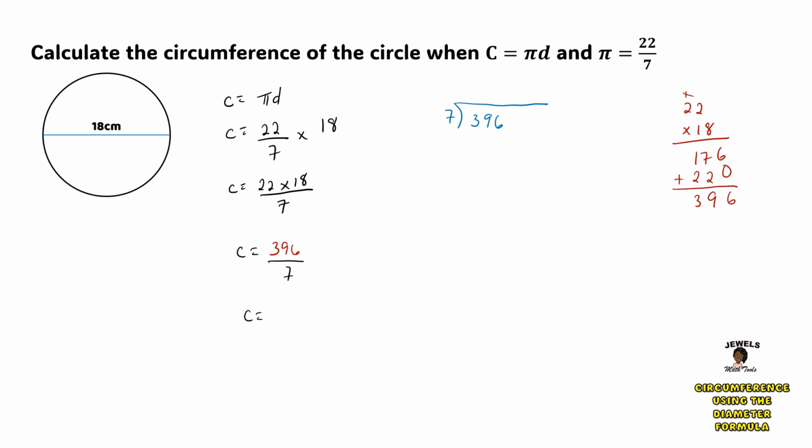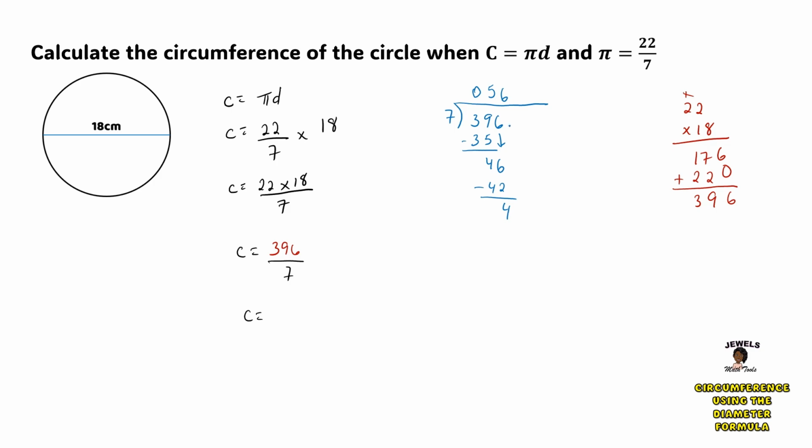So 7 can't divide into 3 since 3 is less than 7, so that'll be 0. 7 will divide into 39. 5 times 7 is equal to 35. 39 subtract 35 gives us a difference of 4. We're going to bring down our 6, changing 4 into 46. 7 divides into 46 6 times. 6 times 7 is equal to 42. 46 subtract 42 gives us a difference of 4.